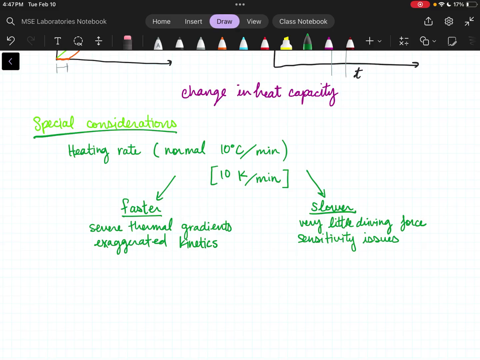Any questions on choosing a heating rate? Nope. Okay. Sample mass.